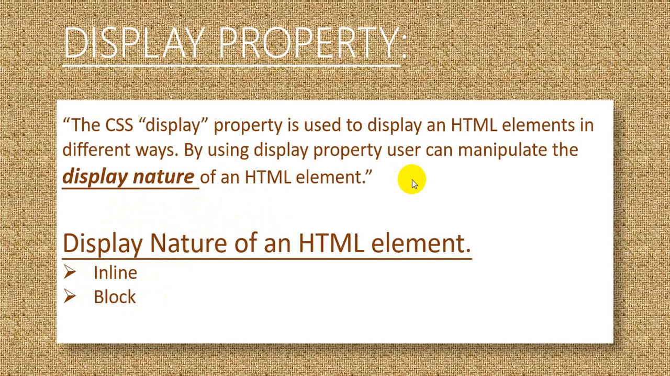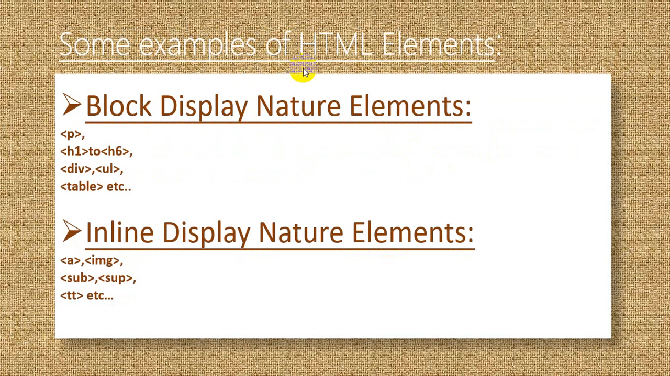Let's have a look at some HTML elements which come under both categories. There is a block category and there is an inline category. These are some examples which come under the block category, and these are some examples which come under the inline category. It means the default or natural value of these HTML elements is inline. When you use these elements, they will display inline until your line completes, according to your page width.